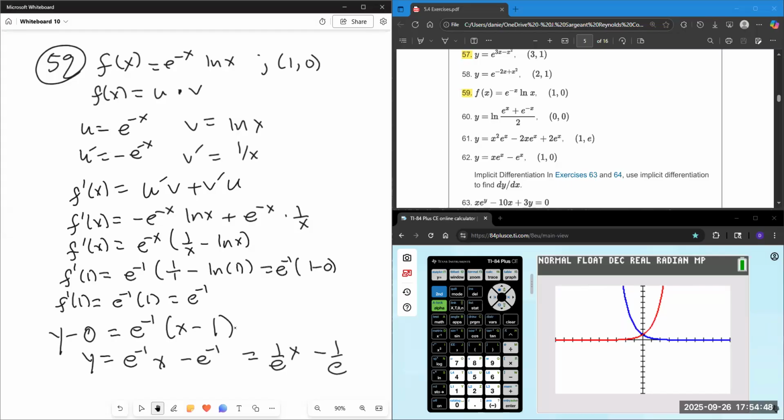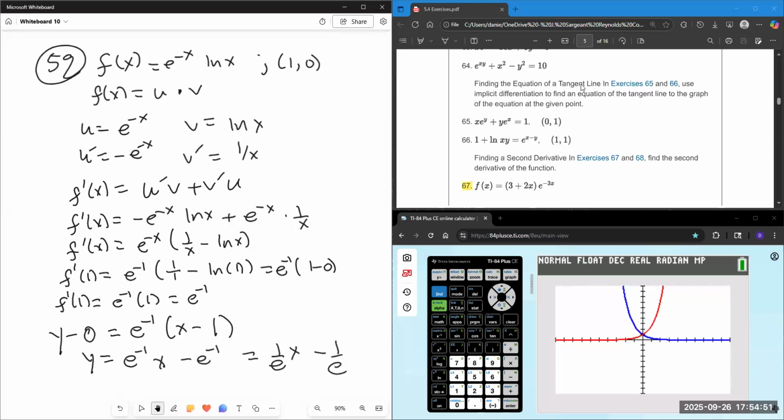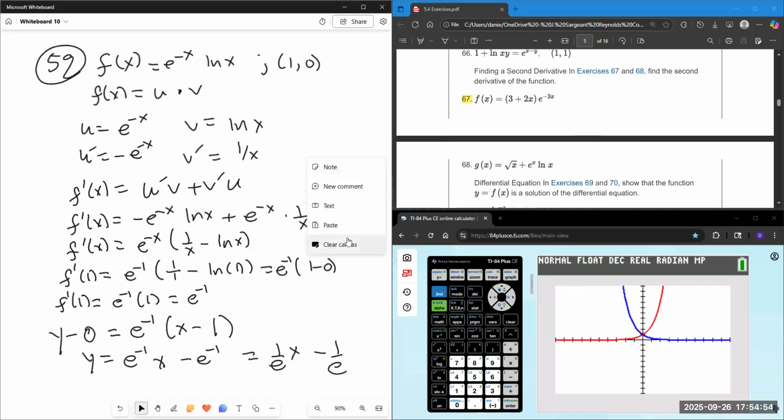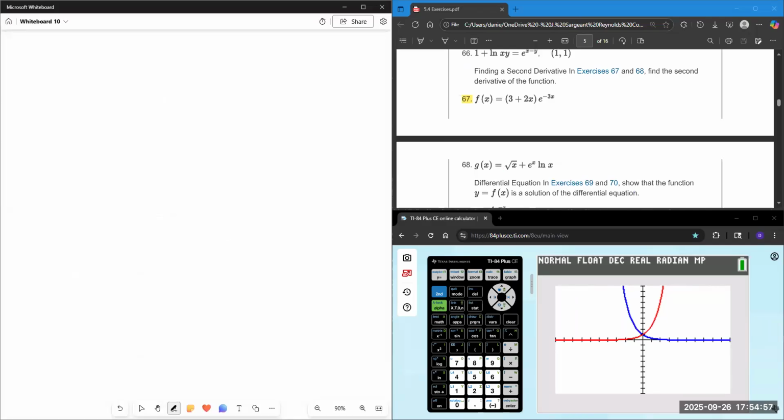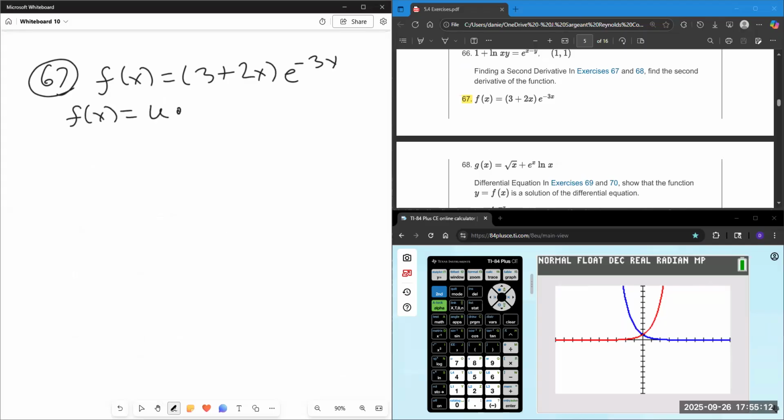Let's continue now with number 67. It asks us to find the second derivative. 67 is f of x equals the quantity 3 plus 2x times e to the negative 3x. So f of x is equal to u times v, and f prime of x will be u prime v plus v prime u. Let's go ahead and see what the second derivative would be.